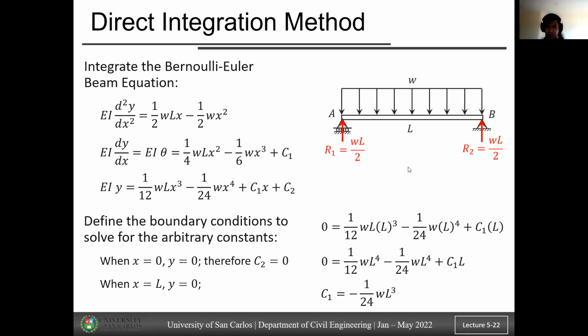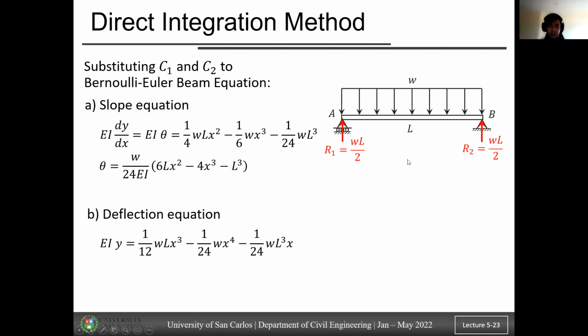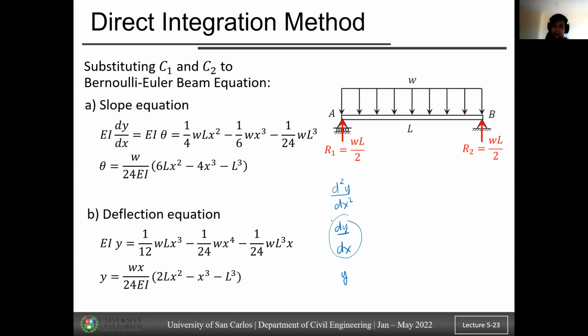Okay, so this is the final answer. For the slope equation, it's just the first integration of your Bernoulli-Euler equation. The deflection equation is the second integration. So what we did earlier was d squared y over dx squared, then dy over dx, then lastly the y. This one refers to the slope equation. This portion here represents the deflection equation. First integral, and this one is the second integral.